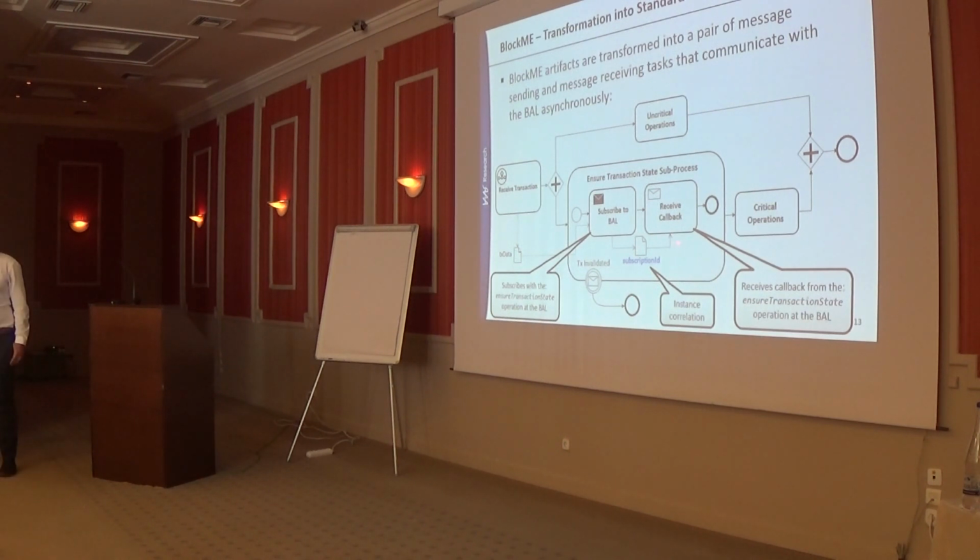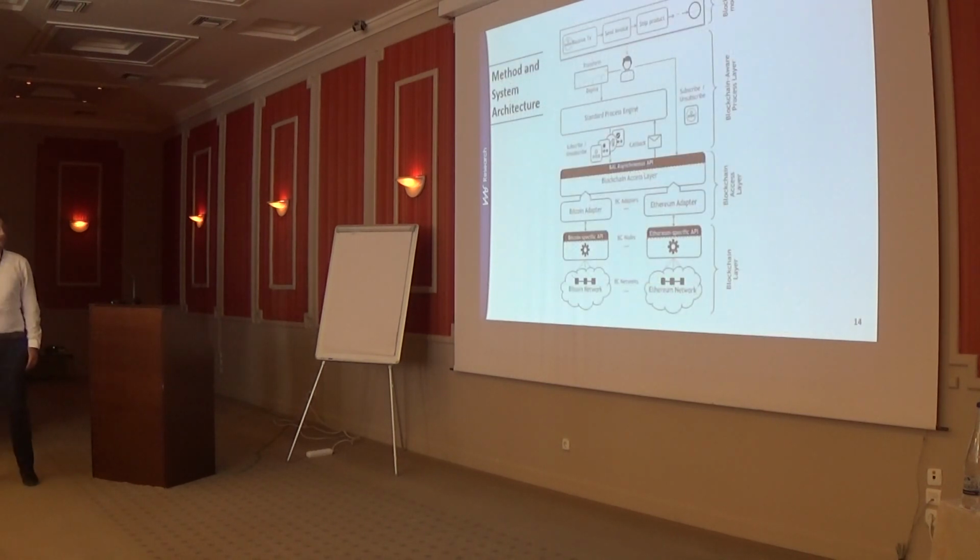Furthermore, we might face some correlation issues, and that's why we have some sort of a correlation ID that is sent from the first task to the second task. And again, the receiving of the event of invalidation of the transaction happens now on the boundary of the sub-process. And most transformations happen similarly.